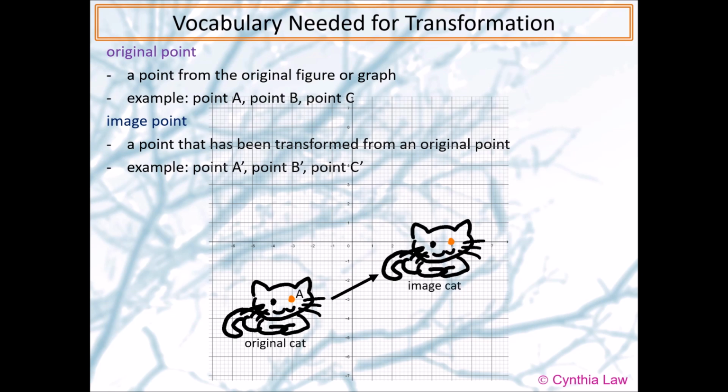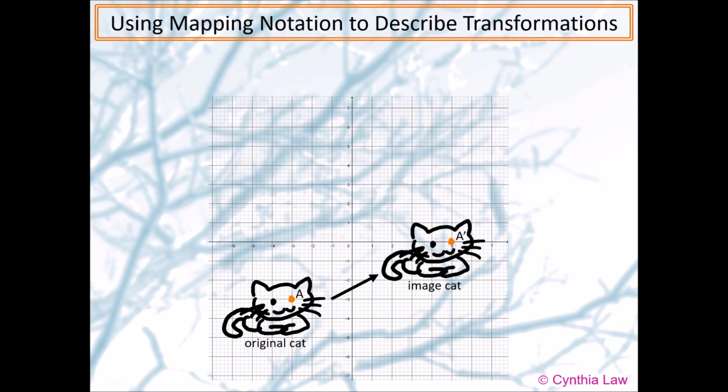And then we have the image cat. And the image point is called A prime. We're going to learn how to use mapping notation to describe transformations. When we describe in words, we say that we're transforming the original cat to the image cat. So we're using all the original points from one cat to produce all the image points in the second cat.